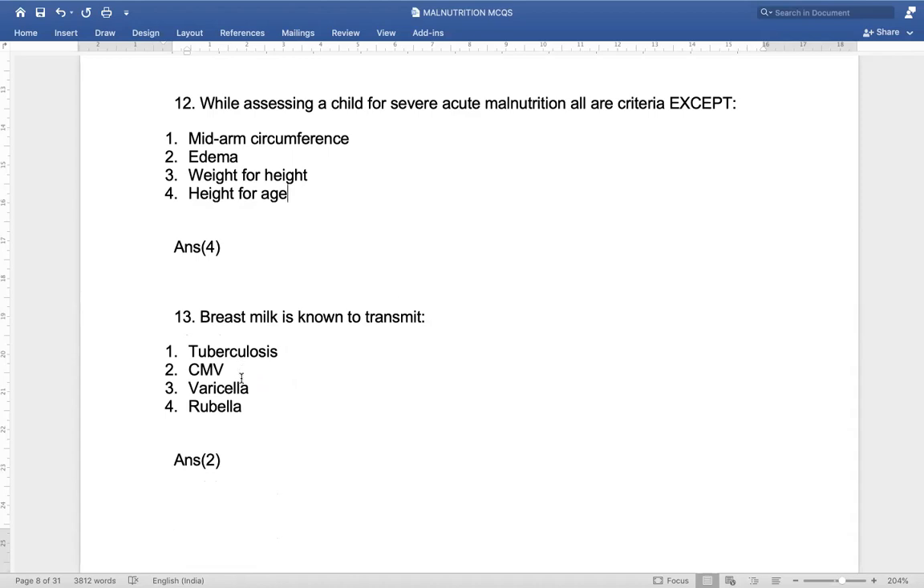Breast milk is known to transmit which of the following infections? The answer is usually CMV. If it is active tuberculosis, then that is also an answer. But for generalized tuberculosis, if the mother has been on ATT for more than 2 weeks, you can definitely give breastfeeding. In the initial 2 weeks, that is active tuberculosis where the mother is not on ATT, it is a contraindication for breastfeeding. So be careful with the option. CMV is definitely known to get transmitted.